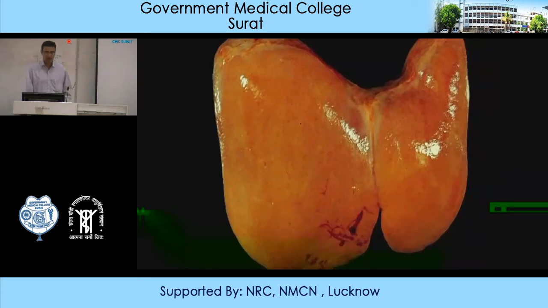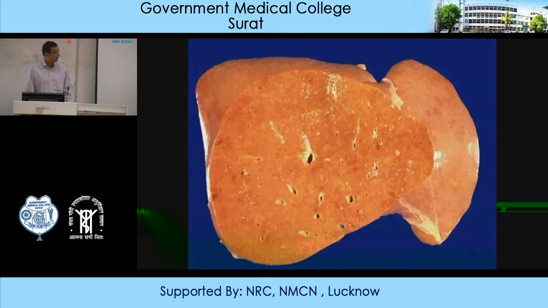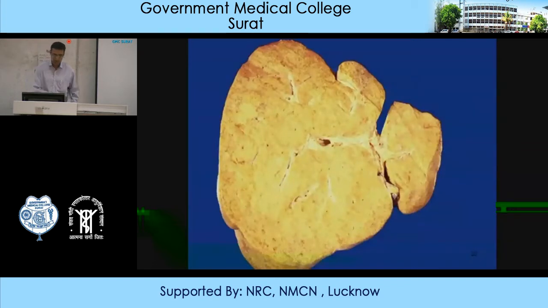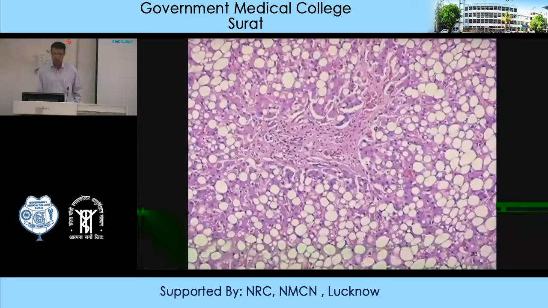Gross examination: tan yellow color liver with weight 4 to 6 kg. See again, this is a gross examination of the fatty liver. See on cut surface, yellowish discoloration. See here there is a microscopic examination. These fat droplets are seen in the liver cells or hepatocytes, and peripherally pushed nucleus is also seen. So this is steatosis or fatty change of liver.